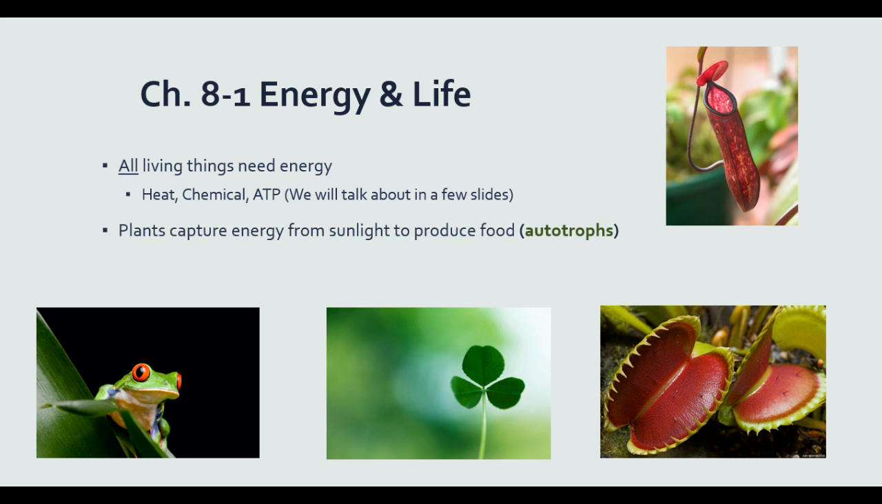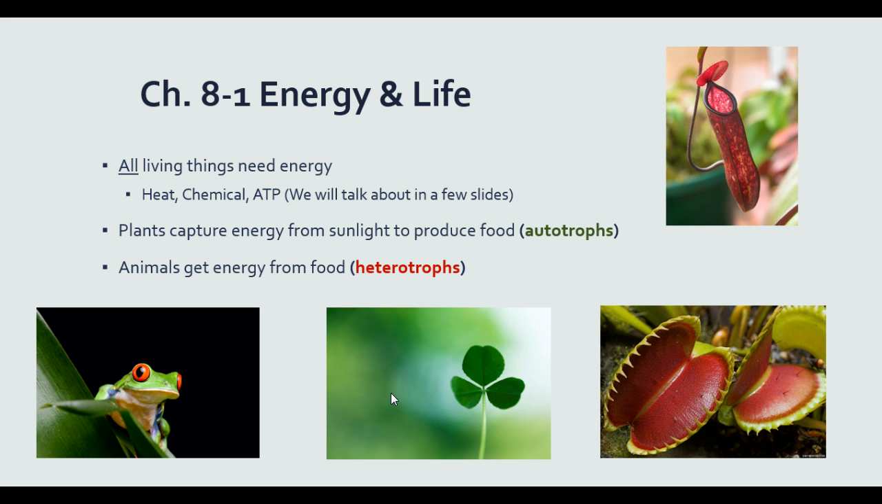Plants capture their energy from the sunlight to produce food. These are called autotrophs. An autotroph is anything that produces its own food. Animals get their energy from their food, so they eat other organisms in order to gain energy, and these are called heterotrophs. If we take a look at the pictures down here, the frog mainly eats insects. It is a heterotroph because it eats other organisms.